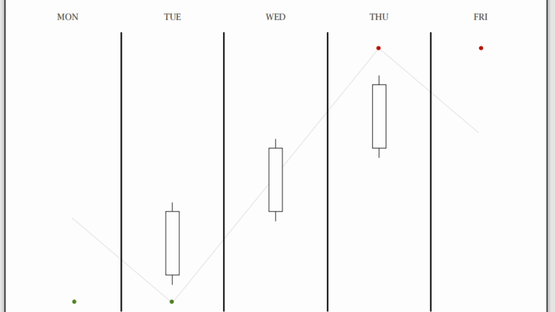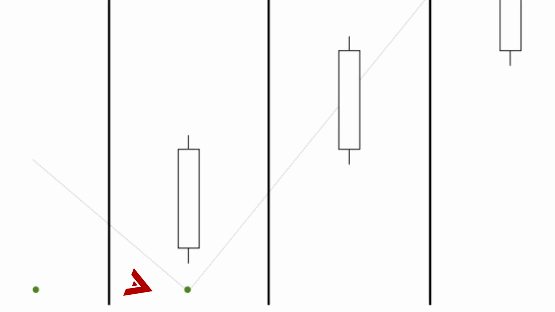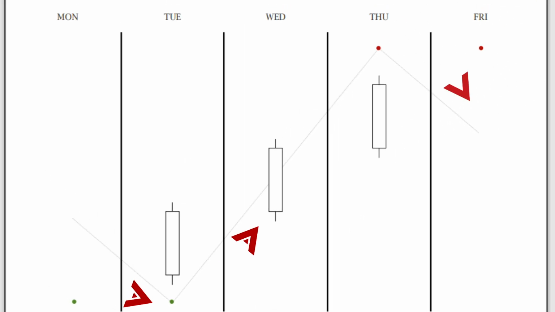This is the profile overview of the classic expansion. You can clearly see that we had a bearish Monday and we made our low on Tuesday and a rally on the Wednesday and the Thursday, then a retracement on Friday.